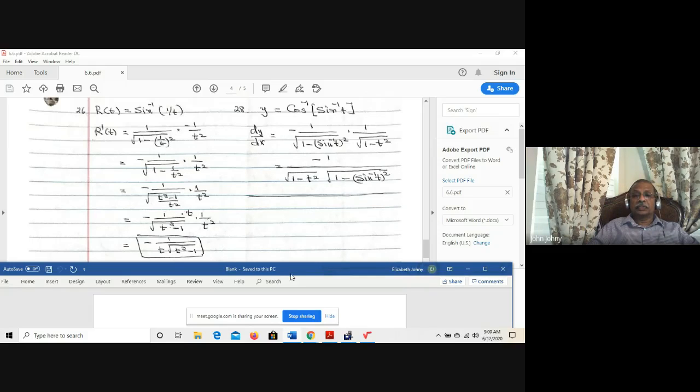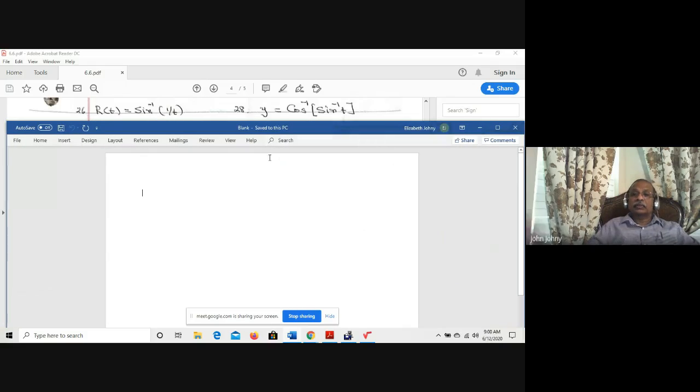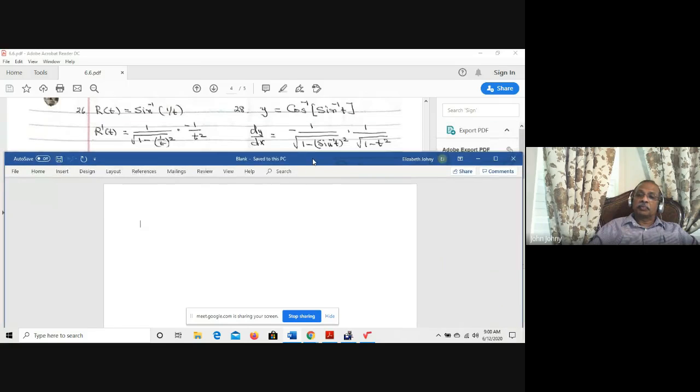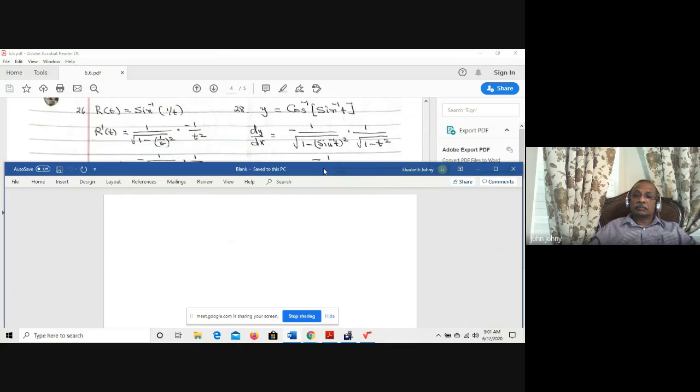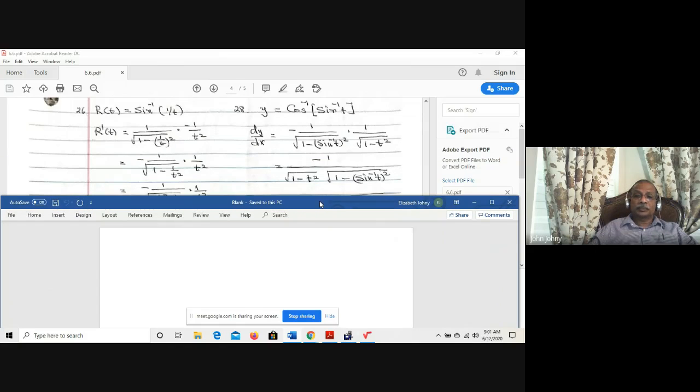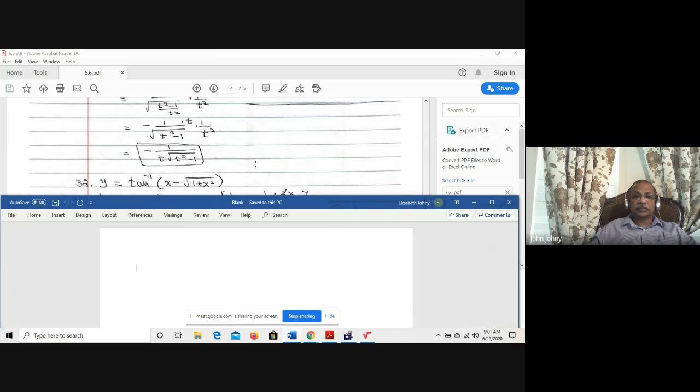So next is 28. Cos inverse of sine inverse t. First, you have to use the formula for cos inverse function. Then you use the formula for sine inverse function. So dy over dt is negative. Cos inverse has a negative sign in its derivative. 1 over square root of 1 minus sine inverse t the whole square. Now you multiply this by the derivative of sine inverse t, that is 1 over square root of 1 minus t square. And that is the answer. There is no change in there. Okay. There is no simplification possible.